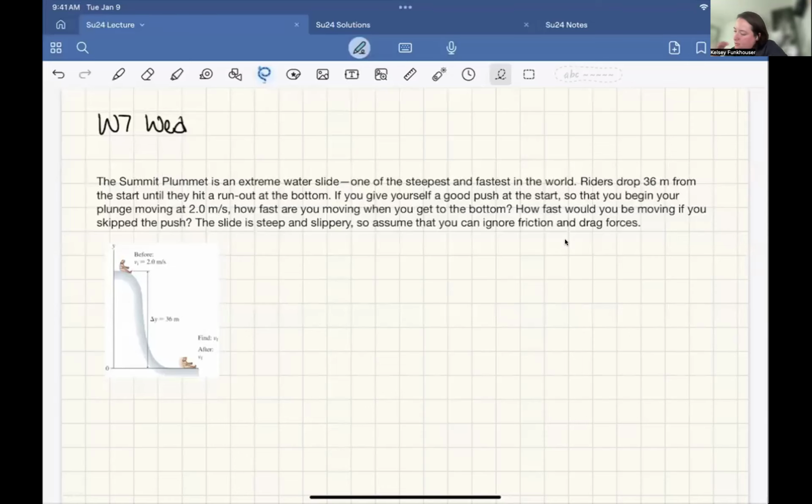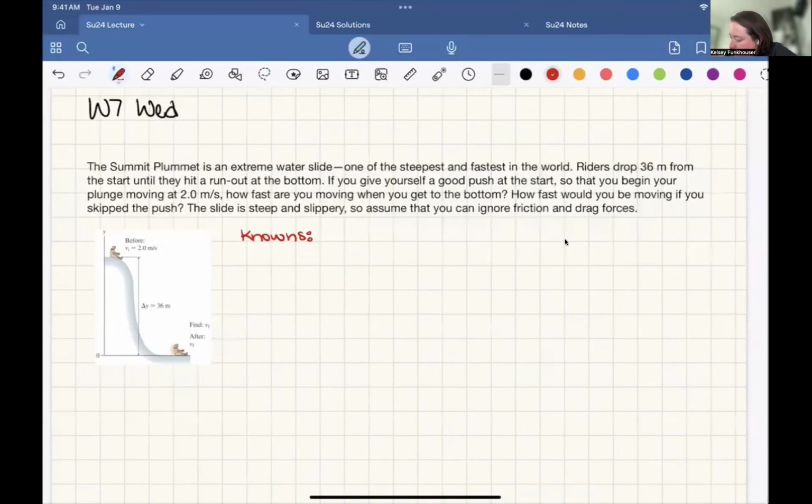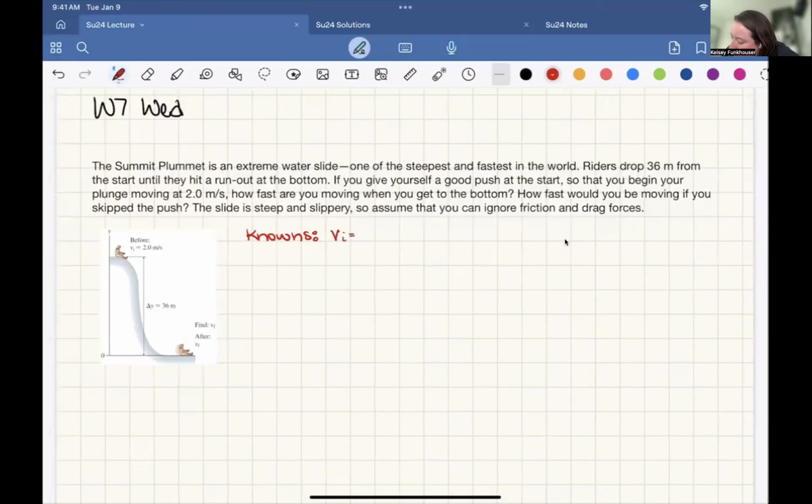Okay, so let's start the classic way that we learned, with our knowns. We're going to start with the situation where you give yourself a push to get going, so you have an initial velocity, and then we'll do it over with the other one. Our initial velocity is 2 meters per second. The initial position in y is 36 meters. The final position in y is 0 meters. And the unknown, or at least what we want to find, is the final velocity.